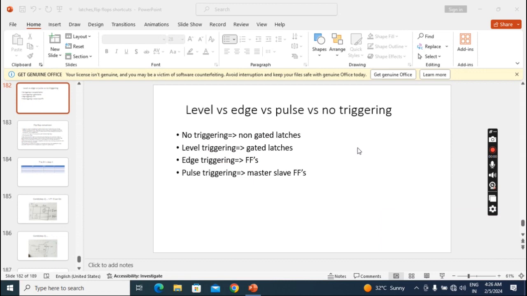In this lecture, we'll discuss level triggering, edge triggering, pulse triggering, and no triggering. Suppose we take non-gated latches: they won't contain a clock, so there is no triggering. Those are examples of no triggering. And if we take gated latches, they contain a clock or enable, so there is triggering, and they work with a level, so level triggering.